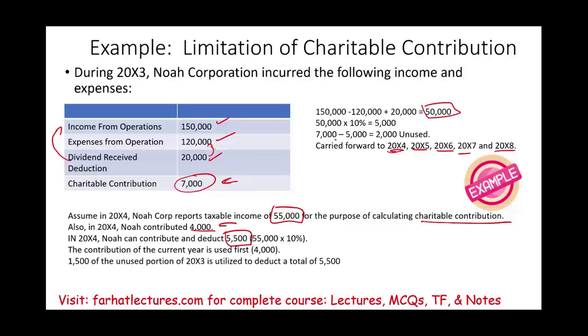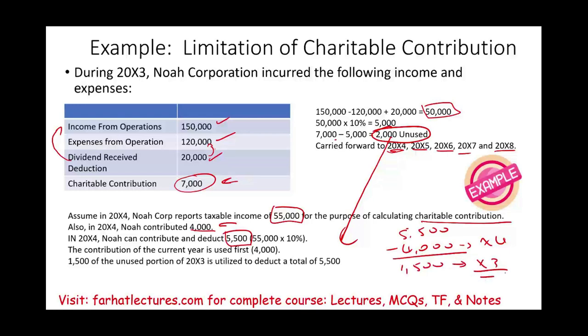So because we are allowed, we're going to start to use up what we had unused in 20X3. So we are allowed 5,500. First is the contribution made in X4. Left is 1,500. We're going to use the unused contribution in 20X3. And now we have in 20X3 a remaining of $500.